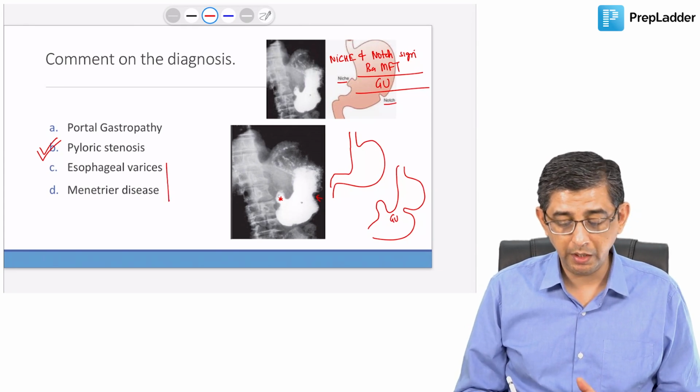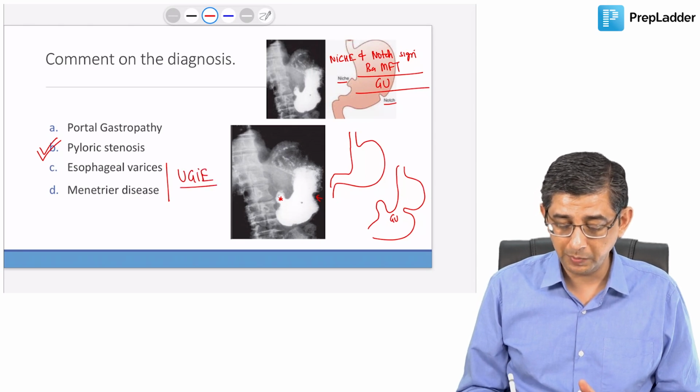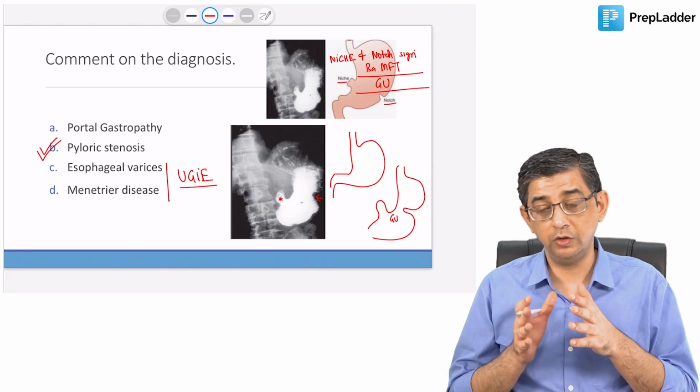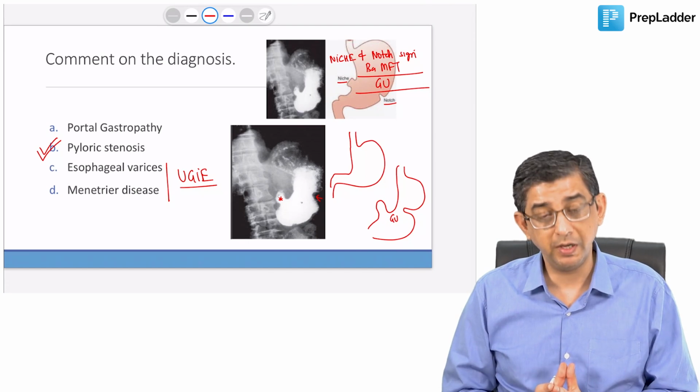Option number C and D, varices and Menetrier's disease, are best identified by upper GI endoscopy. In Menetrier's disease, you have hyperplasia of the rugosities. Varices are obviously going to be veins that are going to prolapse into the lumen of the esophagus, so they can be visualized by upper GI endoscopy.